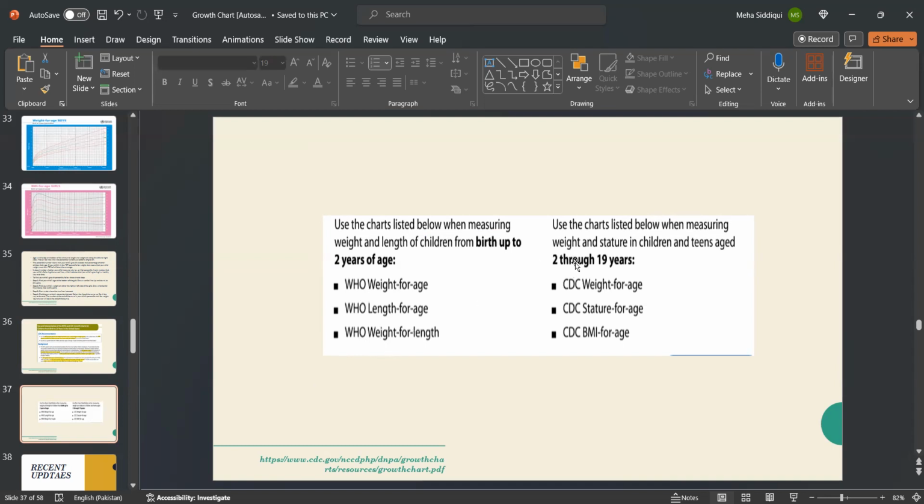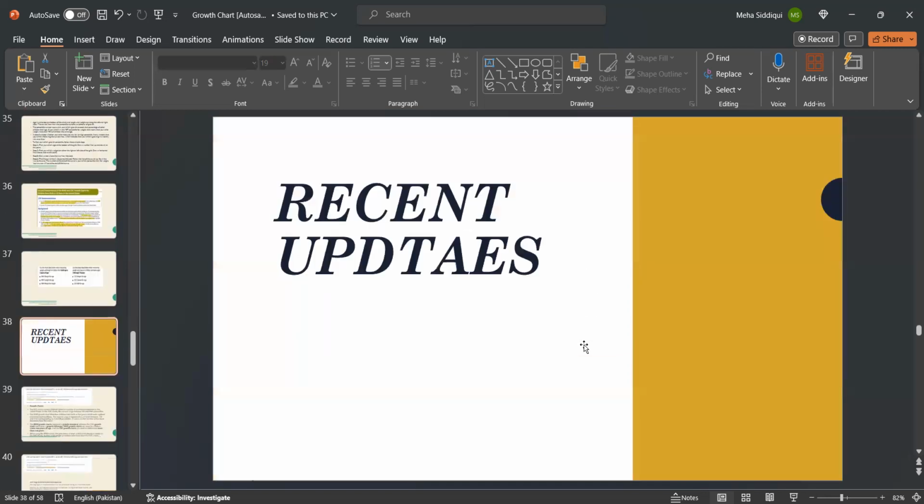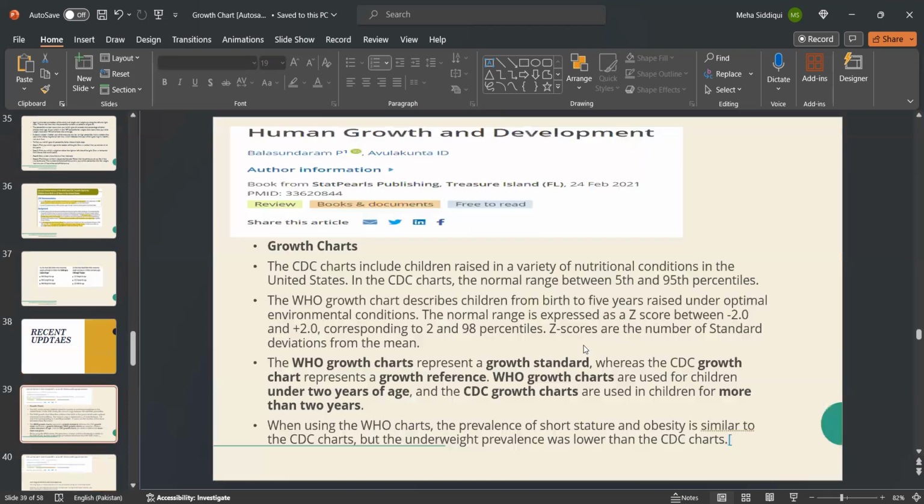And the CDC growth chart is used for measuring weight and stature in children and teens aged 2 through 19 years of age, and the parameters used are weight for age, stature for age, and BMI for age. Now coming to recent updates.